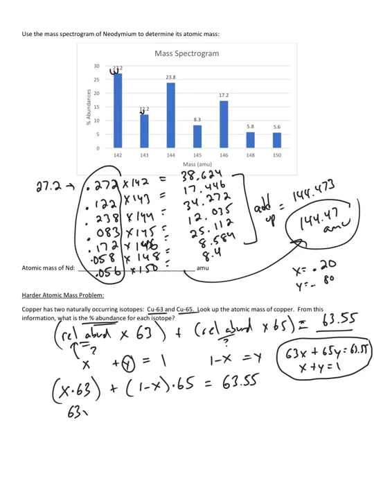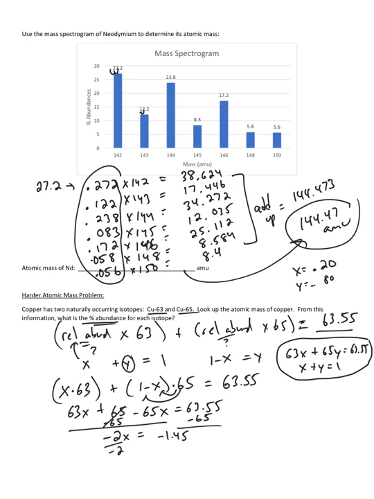63 times X is 63X. Here we have to do the distributive property: 65 minus 65X equals 63.55. Okay, we're going to move the 65 over to group like terms. That'll get rid of the 65 on that side. So 63X minus 65X gives me negative 2X. 63.55 minus 65 gives me negative 1.45.